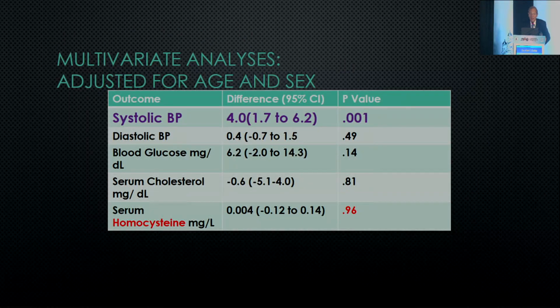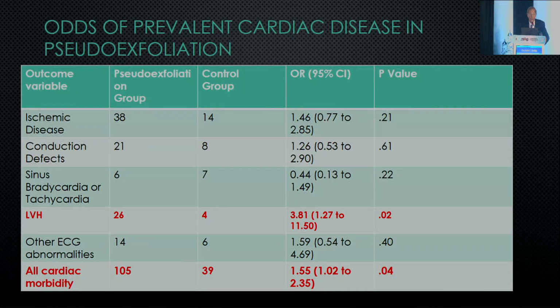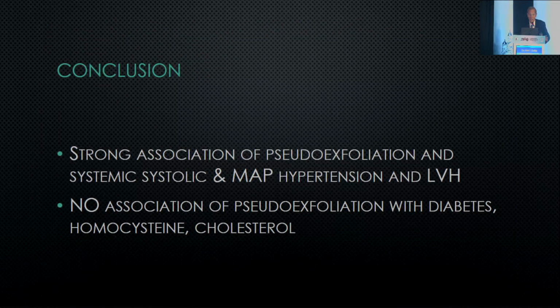Significant things: systemic blood pressure was higher in people with pseudoexfoliation. There's no significant difference in homocysteine levels, absolutely none whatsoever. We found that LVH was very significant, and all cardiac morbidity was important. We'll talk about that later on, but those were the important things we found different in all the testing we did for pseudoexfoliation. So there was a strong association with systolic hypertension, mean arterial pressure and LVH, and no association with diabetes, cholesterol, or homocysteine.